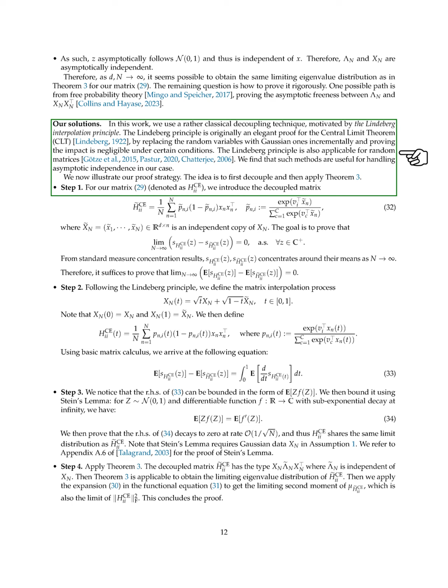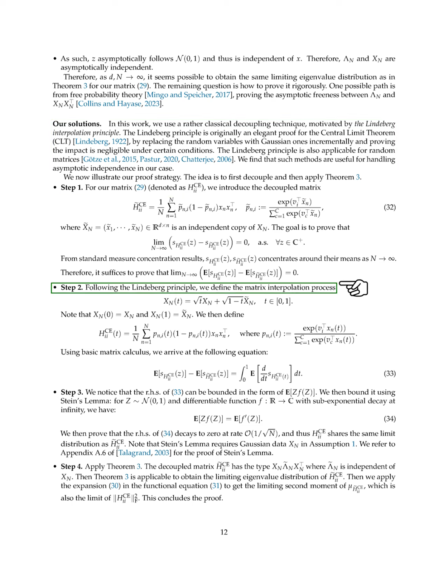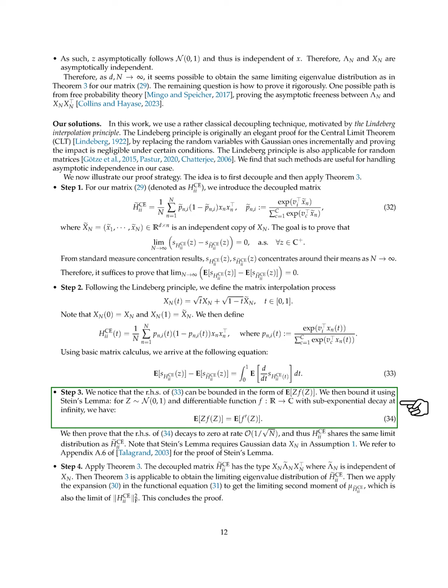1. We introduce a decoupled matrix, where one part is an independent copy of another matrix. Our goal is to show that this decoupled matrix behaves similarly to the original matrix. 2. We apply the Lindeberg principle to define a matrix interpolation process and derive an equation using basic matrix calculus. 3. We find that the right-hand side of our equation can be bounded, and we use Stein's lemma to show that it decays to zero, indicating that the decoupled matrix shares the same limiting distribution as another matrix.